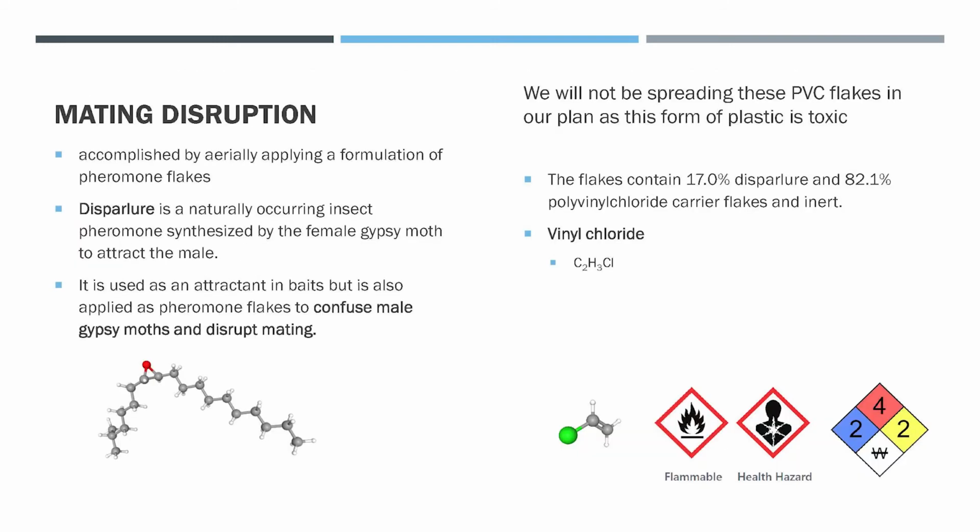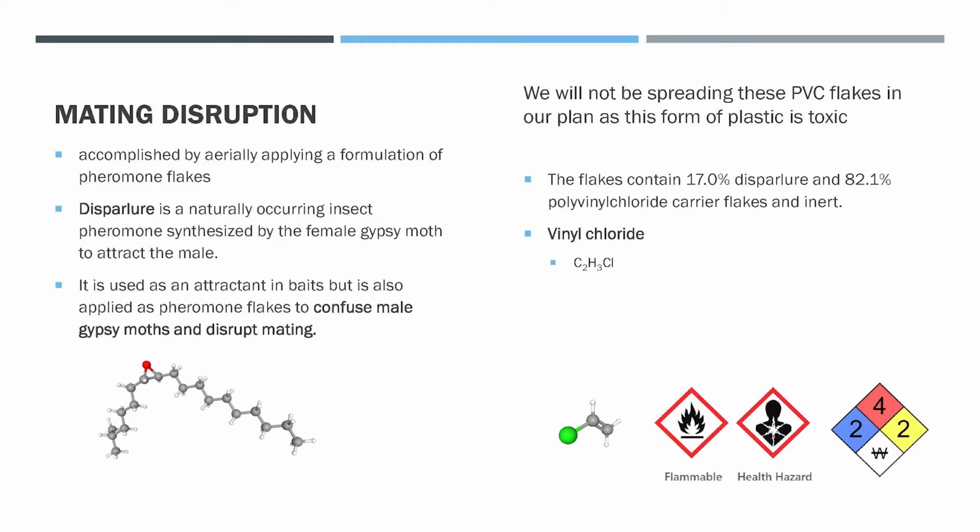Another option that we will not be taking advantage of is mating disruption. Mating disruption uses a naturally occurring insect pheromone called disparlure, which is synthesized from female gypsy moths. It works tremendously well, and it confuses male gypsy moths and disrupts mating. The problem with it is that it is introduced to the environment in PVC flakes. The flakes contain 17% disparlure and 82% polyvinyl chloride. PVC is toxic and it is going to persist in the environment. That's why we will not be using it in my IPM plan.